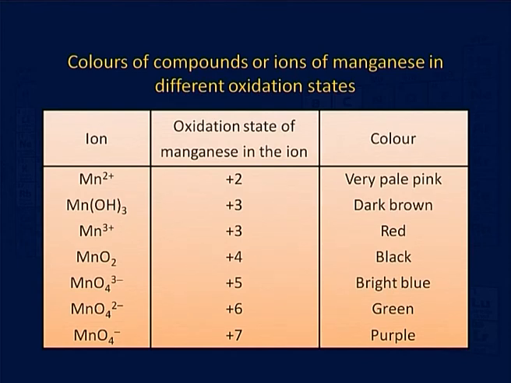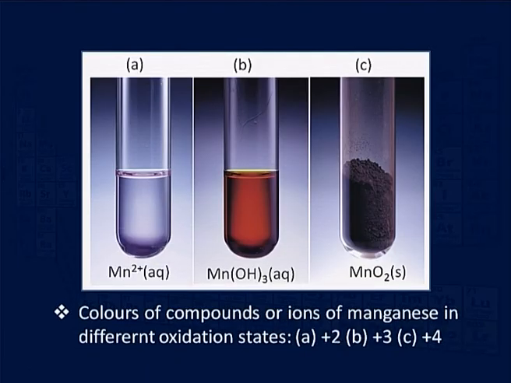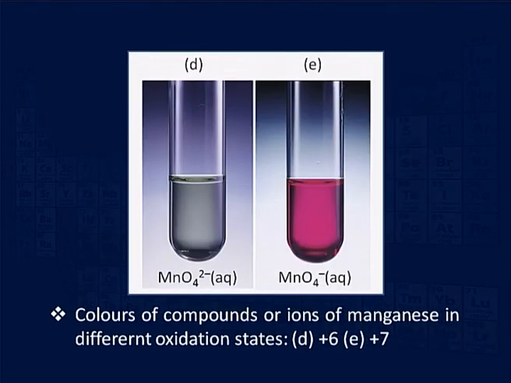Manganese 2+ is faint pink in color, +3 is dark brown, +4 is black, +5 is bright blue, +6 is greenish, while +7 is purple. This slide shows compounds of manganese having different oxidation states, starting with +2, +3, +4, +6 and +7.